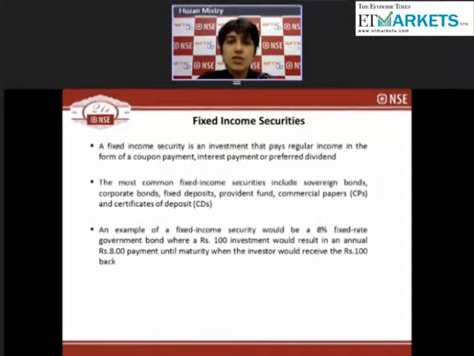However, an interest rate or a fixed income return is what you would even be getting if you give money to a money lender. So to take an example in the market context, as I mentioned, a fixed income security of say an 8% fixed government bond of say 100 rupee investment would result in an annual payment of 8 rupees to me. And on maturity, I would get the same 100 rupees back.